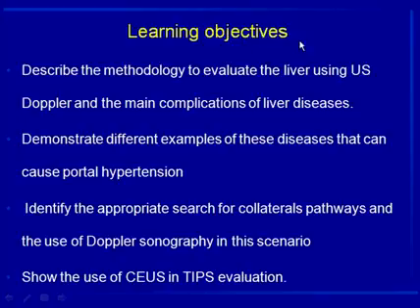My main objectives today are to describe the methodology to evaluate the liver using ultrasound Doppler and the main complications of liver disease; demonstrate different examples of diseases that can cause portal hypertension; identify the appropriate search for collateral pathways and the use of Doppler sonography in this scenario; and finally, show the use of contrast-enhanced ultrasound in transjugular intrahepatic portosystemic shunt evaluation.